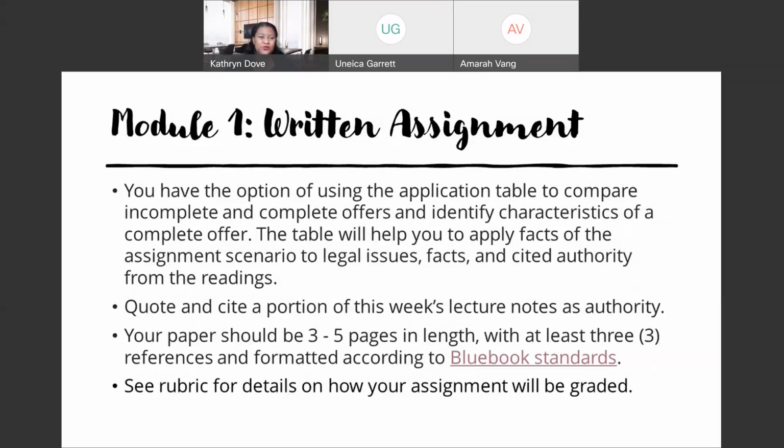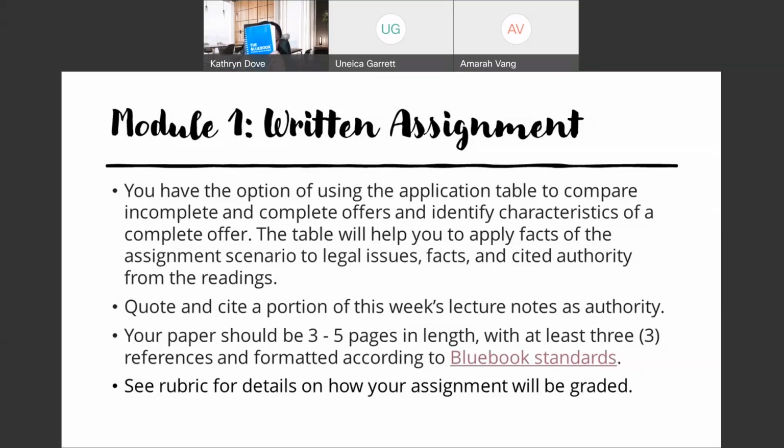So for this module 1 written assignment, you have the option of using an application table to compare the incomplete and the complete offer and identify the characteristics of the complete offer. The table will help you apply facts of the assignment scenario to legal issues, facts, and cited authority. Quote and cite a portion of this week's lecture notes as authority. Your paper should be 3 to 5 pages in length with at least 3 references formatted according to the Blue Book standard.